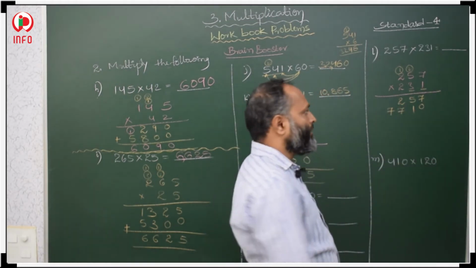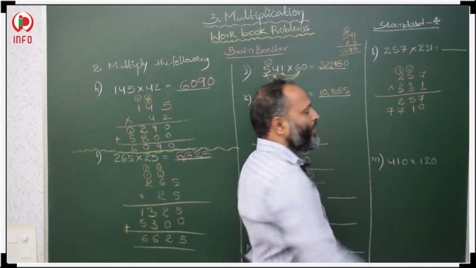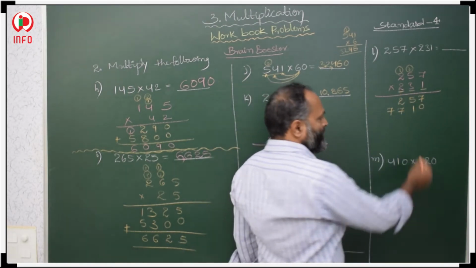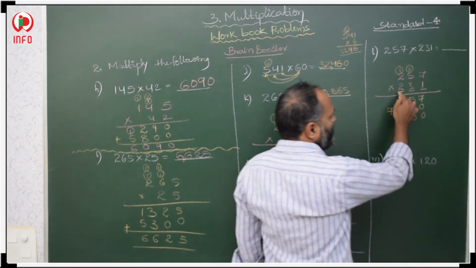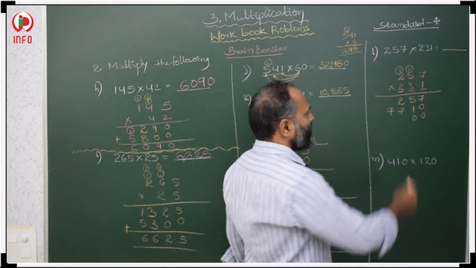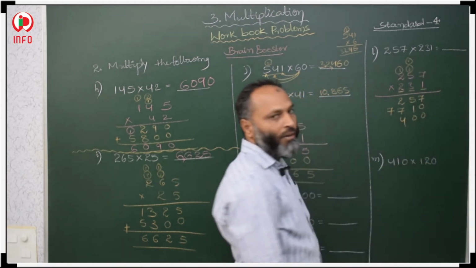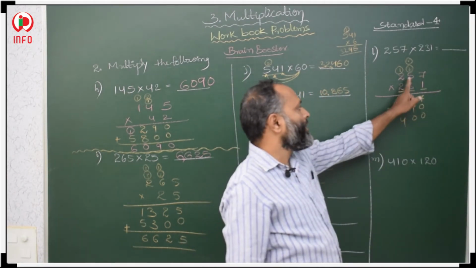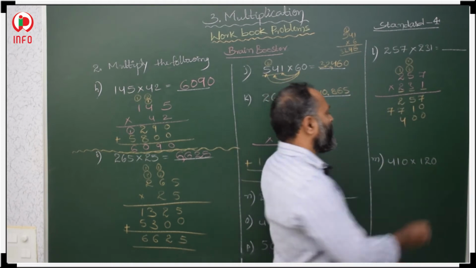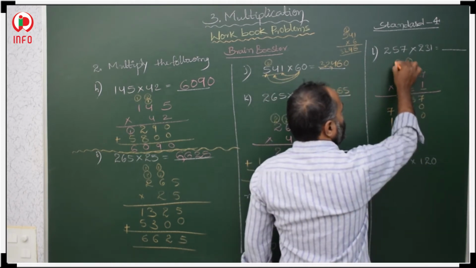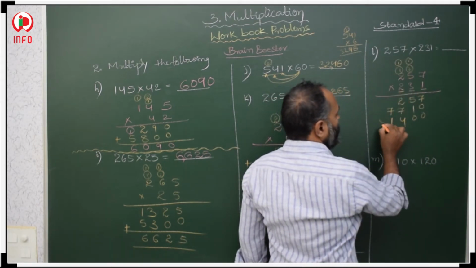Next we have to multiply with 2. 2 is in the hundreds place, so we have to take 2 zeros in the ones and tens places. Now we start multiplication with 2. 2 7s are 14, carry over 1 to the tens place. 2 5s are 10, 10 plus 1 is 11, and here 2 2s are 4, 4 plus 1 is 5.